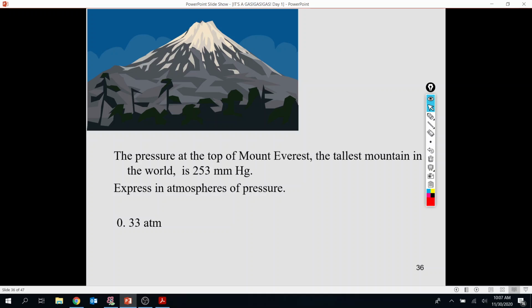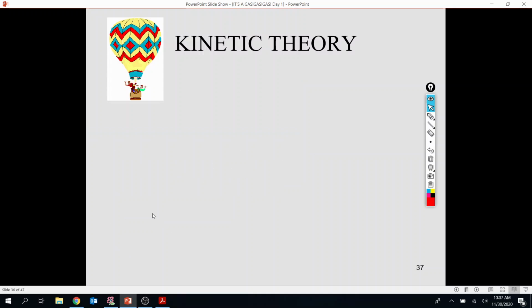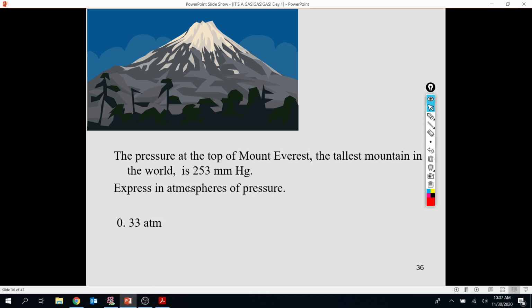All right, the pressure at the top of Mount Everest, the tallest mountain in the world, is 253 millimeters of mercury. Remember, as we go up, the atmosphere becomes less dense, and so there's less atmospheric pressure expressed in atmospheres. Again, the way that we would work that, see if you can work that and come up with 0.33 atmospheres just by working that on your paper. What's the first thing you would do?